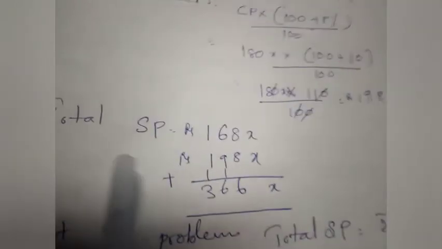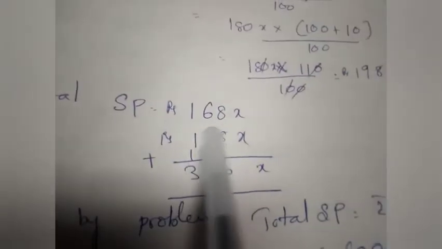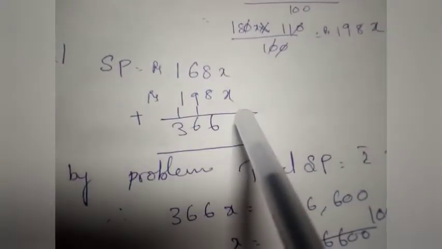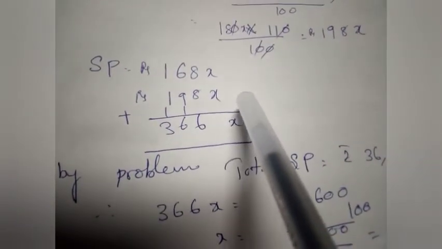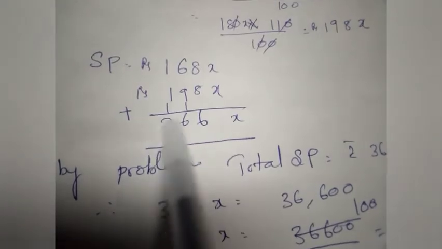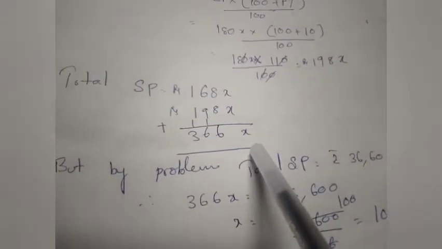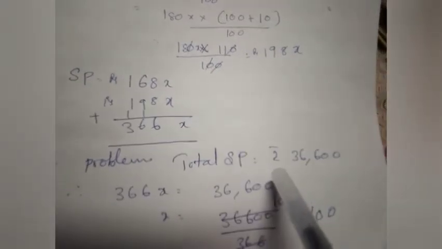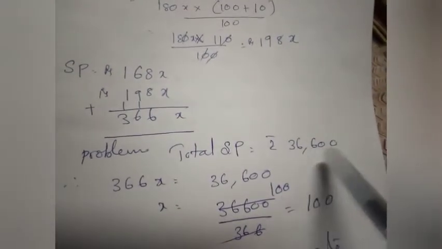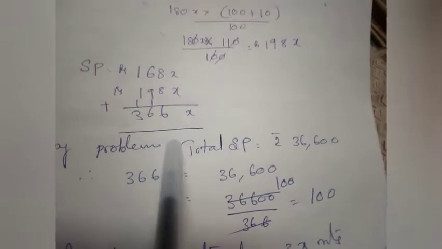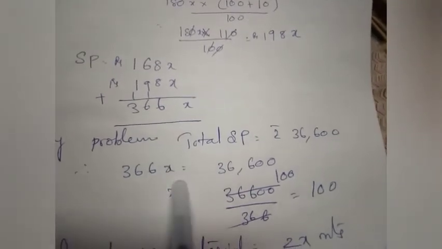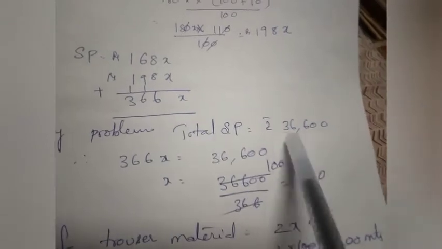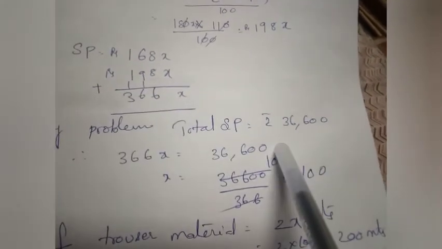The total SP is equal to 168x, that is of shirt, plus 198x, that is of trousers. So total 366x. But by the problem, total SP is equal to 36,600 rupees. We got 366x. So 366x is equal to 36,600. These two are equal. This is total SP. This is also total SP.